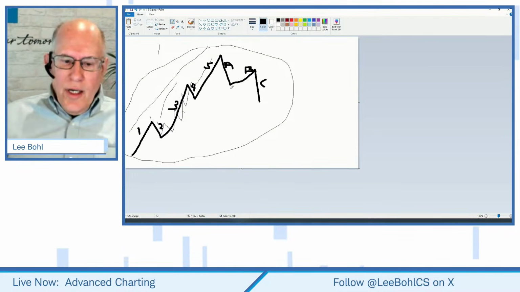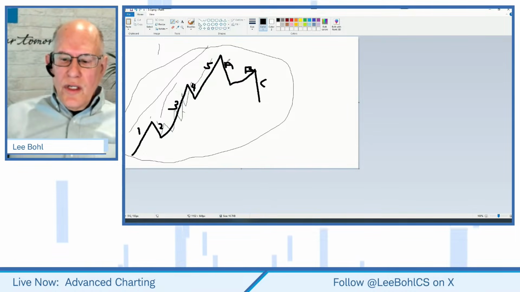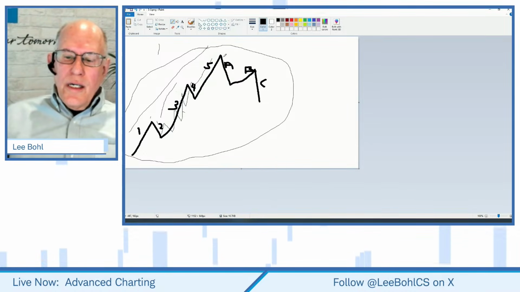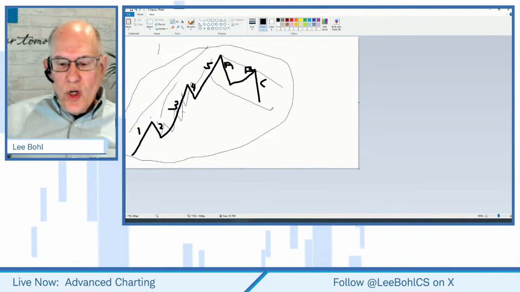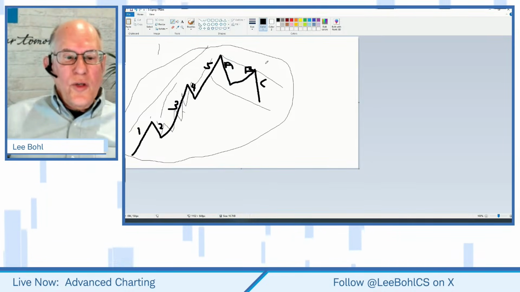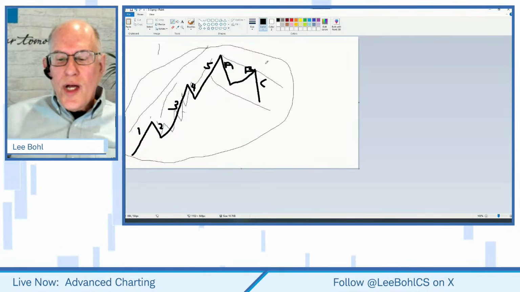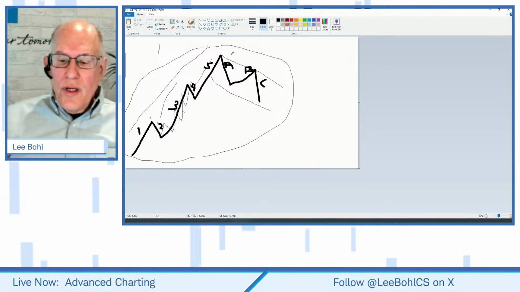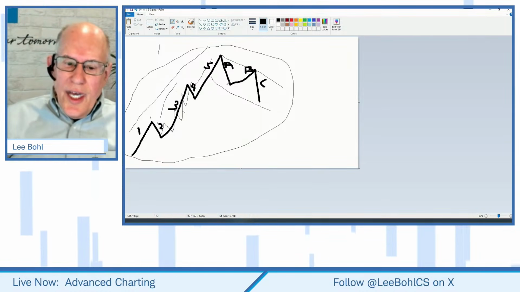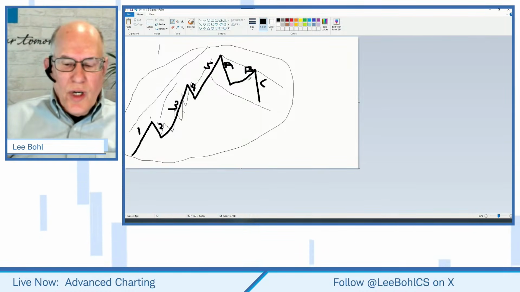Okay. Now, the next thing to know is this whole wave here is a corrective wave. When you have a corrective wave going in the direction of the overall correction. So you can see A is going the same way as the correction, right?